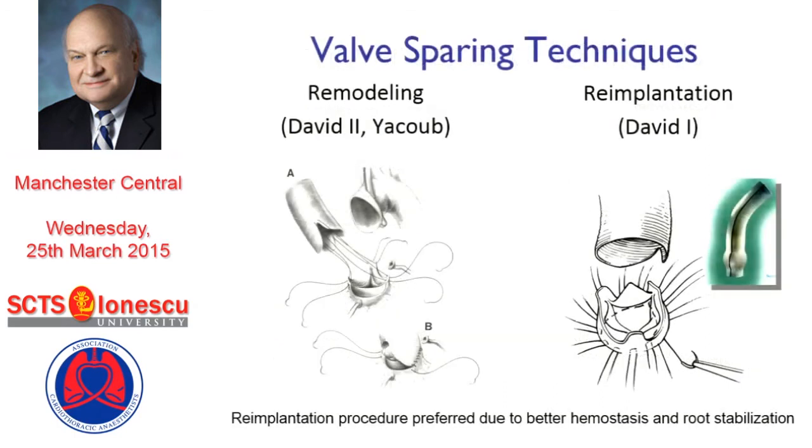If you do a valve-sparing operation, it should be a reimplantation operation. Again, anatomically, you can do a remodeling, but bleeding is the major issue in these patients, and there's no question that the reimplantation operation has much less bleeding. And in those patients who have connective tissue disorders, the annular stabilization will also be important in the long run.